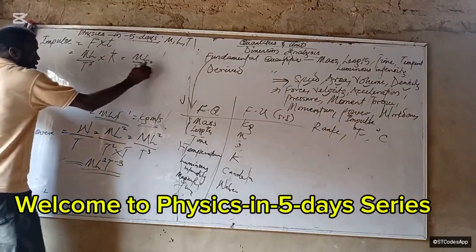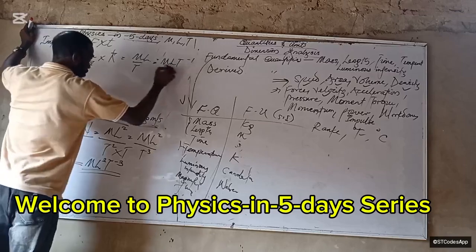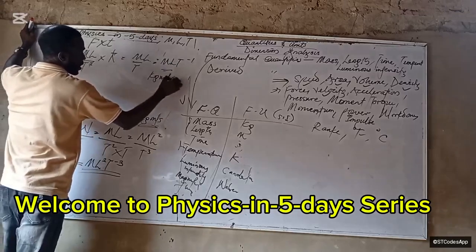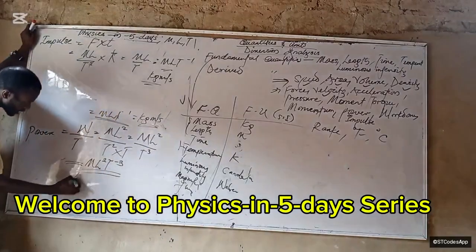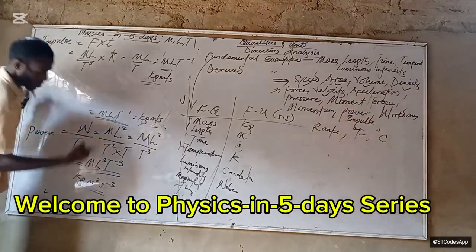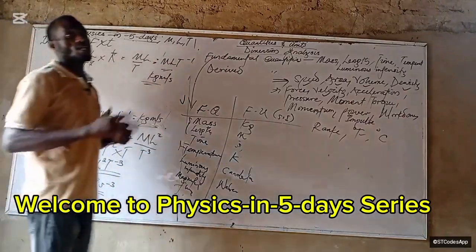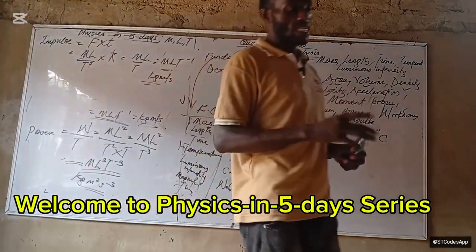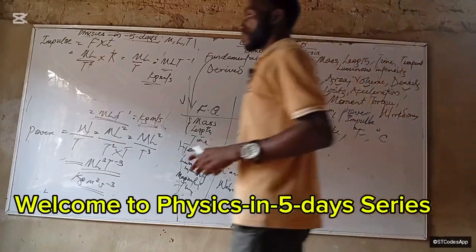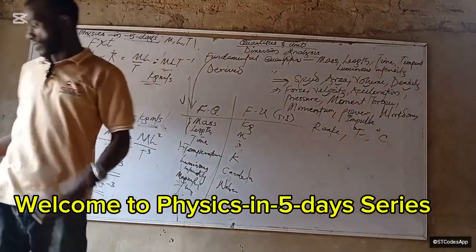This becomes what? ML T raised to power minus 1. So this becomes kg meter per second. And here, kg meter squared seconds raised to power minus 3. Do you understand now? All right, so this is everything about dimensional analysis. Let's go to the next topic, which is what? Position, distance, and velocity.